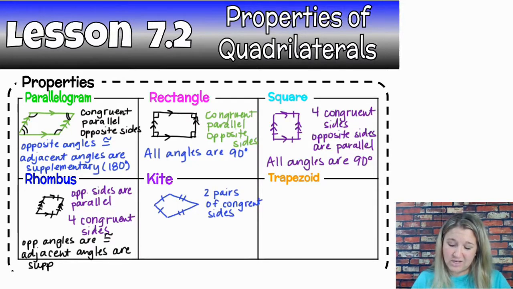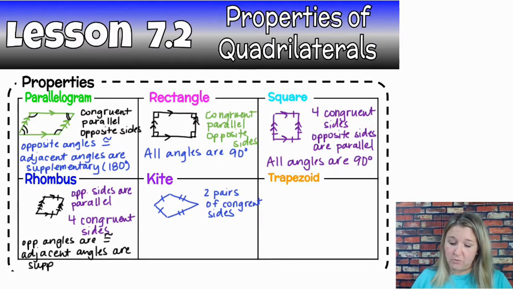I may not say adjacent sides because sometimes they're right next to each other. Like this line and this line are right next to each other. I'll call those adjacent, but they're not congruent. So we have two pairs of congruent sides.